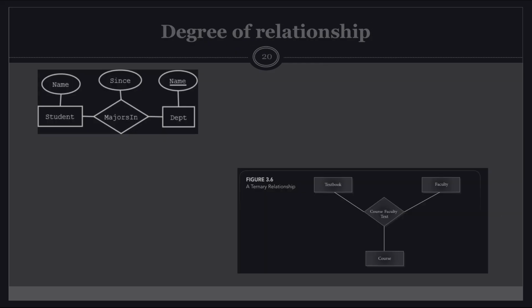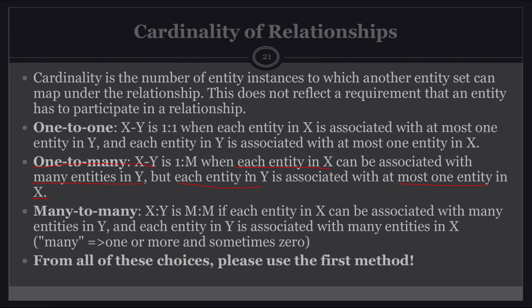Going back to this example here, the student has only one major, okay? So the student majors in only one department, but the department has many students majoring in it, okay? So this is our Y, the students, and this is our X, the departments, okay? Because each entity in X, each department, can be associated with many entities in Y, many students, but each entity in Y, each student, is associated with at most one department.